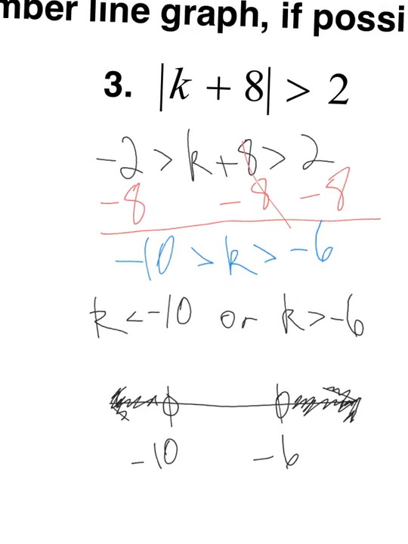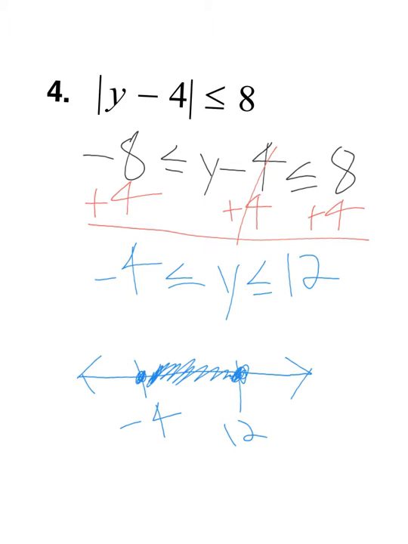Okay, let's look at number 4. So on number 4, it is y minus 4, absolute value of that, is less than or equal to 8. So I made it a two-sided equation, or inequality I should say. So -8's on the left, +8's on the right. I have to add 4 to each end.